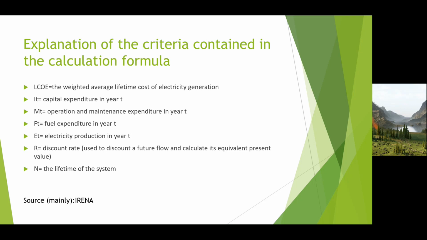R is the discount rate used to discount the future cash flow and calculate its equivalent in present value. And N is the lifetime of the system.